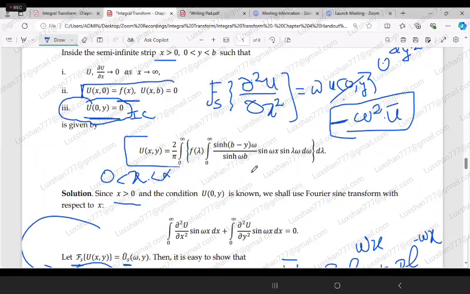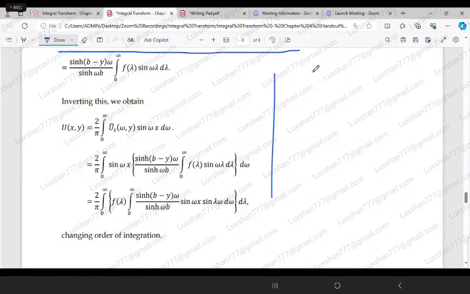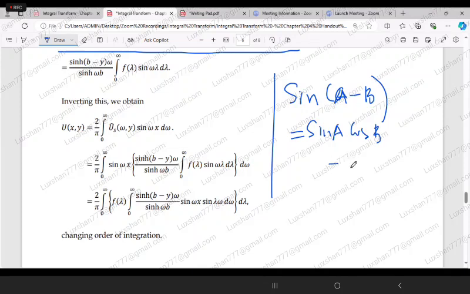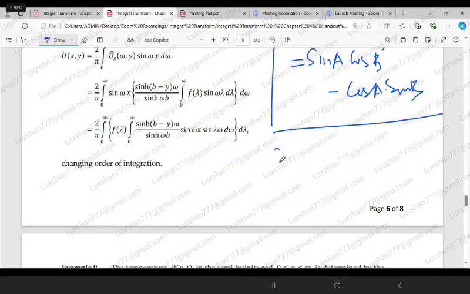This is the given answer. There are some simplifications here, so similarly, you can use this one. Now, can you remember? Sine a minus b is equal to what? Sine a minus b is equal to sine a cos b minus cos a sine b. Similarly, you can do this for hyperbolic functions also.